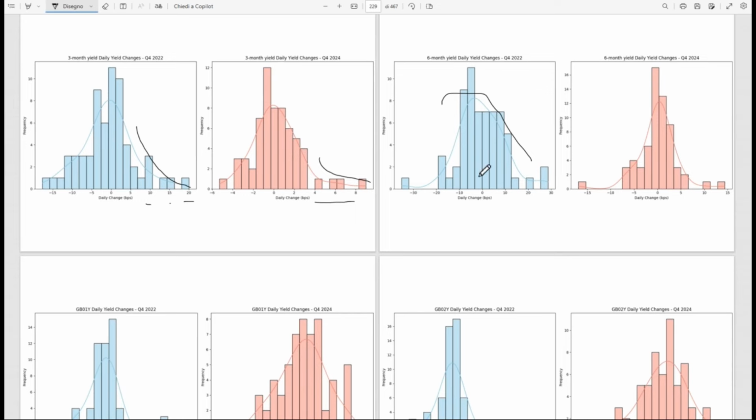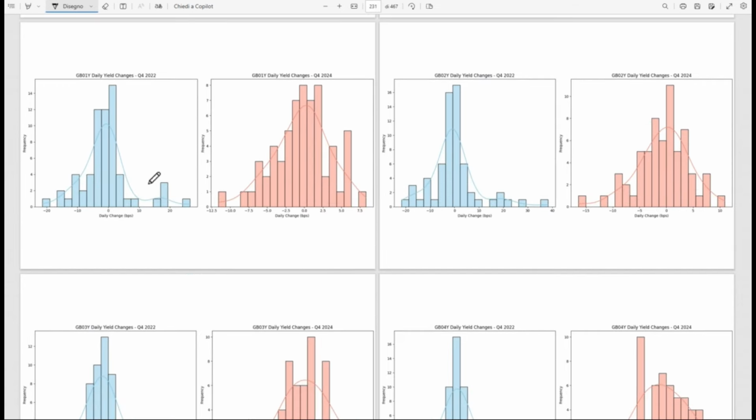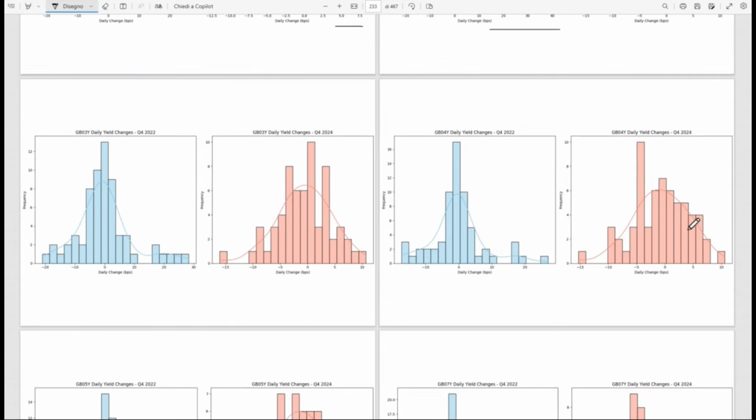Light blue charts, it's 2022. Red charts is 2024. We see that we have to consider this, yeah? That there are fat tails on one side and the other. And here already we are seeing 10 or 15 basis points, and 10, 20 basis points in 2022. Here we have less of a rate of change day by day. This is the 2-year yield, very large rate of change, even nearly 40 basis points.